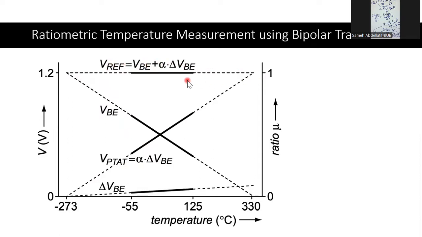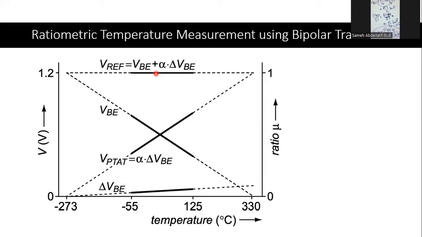So the equivalent V reference is still not a function of temperature, as you can see. And herein we consider it as a reference voltage. And the most famous name for this voltage is the band gap voltage.